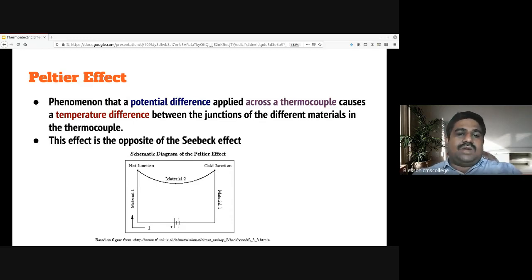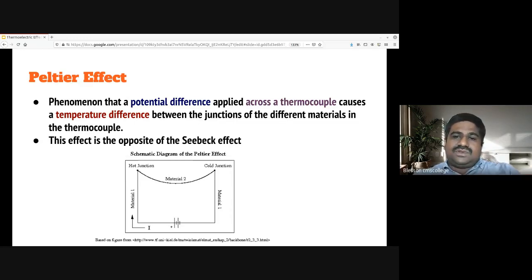So we have a thermocouple and this time we apply a potential difference. What will happen? There will be a temperature difference between the junctions. So see the difference from the Seebeck effect. We applied the temperature difference and we developed an EMF between the junctions. But this time we are applying a potential difference across a circuit and we can see a temperature difference developed between the junctions.